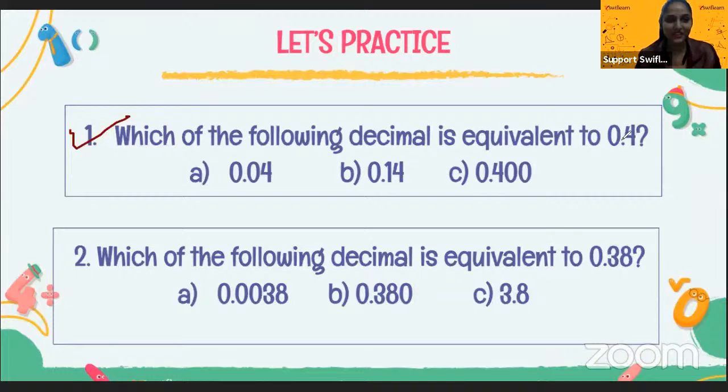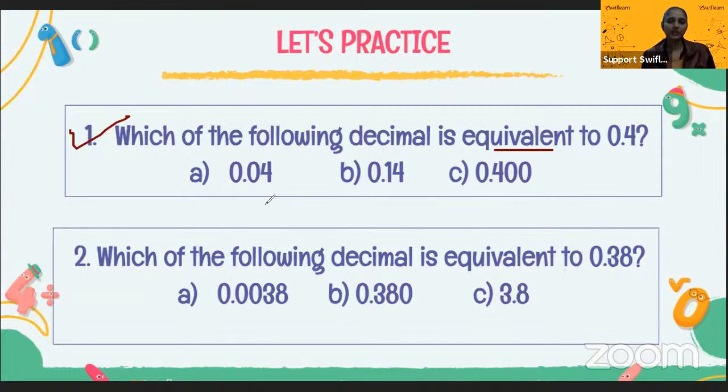Everyone should attempt this one. So which is the correct option? I need the equivalent decimal of 0.4, right? What I have told you is that we can add as many zeros as we want at the end of a decimal number to make it equivalent, right?